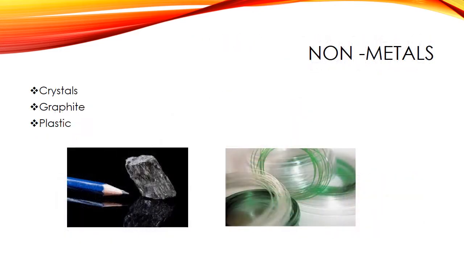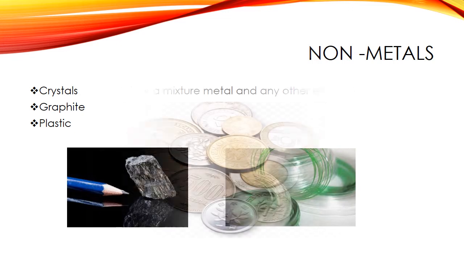Dear students, many crystals are shiny and reflect light, but they do not conduct electricity. Graphite is a type of carbon which conducts electricity well, but it is brittle and breaks easily. Many plastics can be drawn out into threads and can change shape without breaking, but they do not conduct electricity.